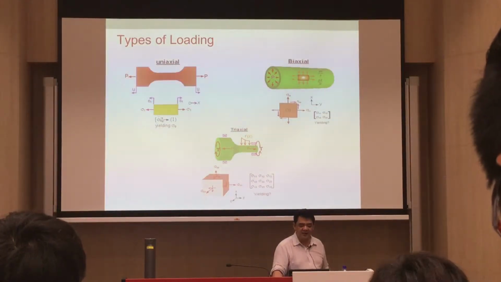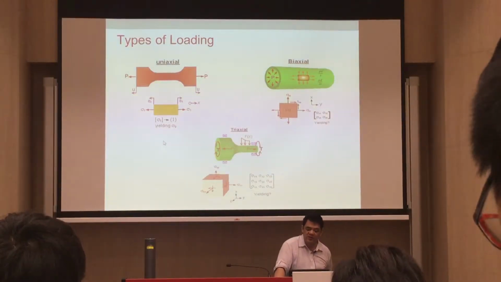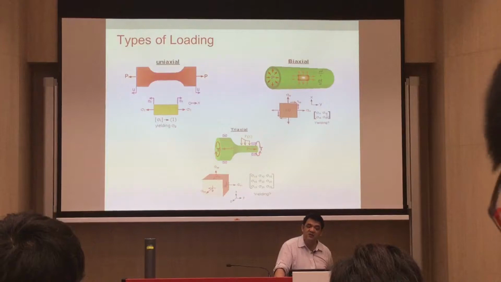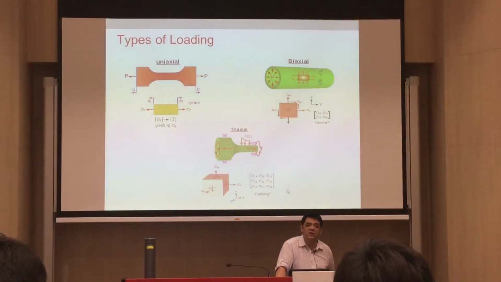So if it's uniaxial, it's just 1D. Tension compression is just 1D. If it's biaxial, this one is 2D. And if it's triaxial, you have a full house 3x3 matrix for your state of stress.